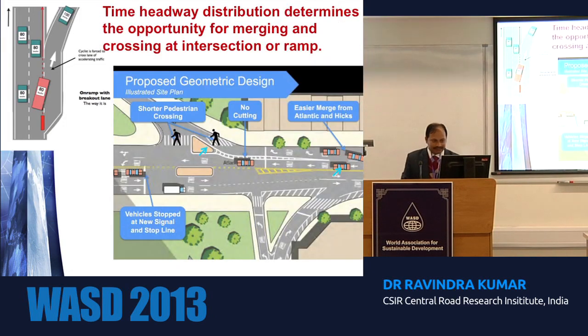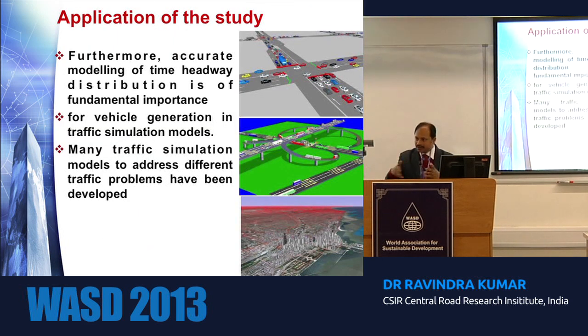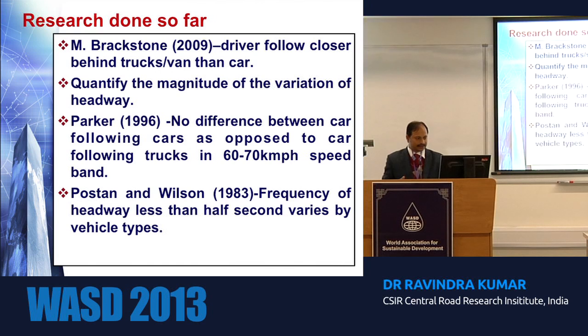Apart from that, headway distributions are used to determine the opportunity for merging at crossings, at intersections, and on ramps. We also find out the capacity, how much saturation flow is on the roads, and we use it in the micro-simulation process to simulate different traffic.